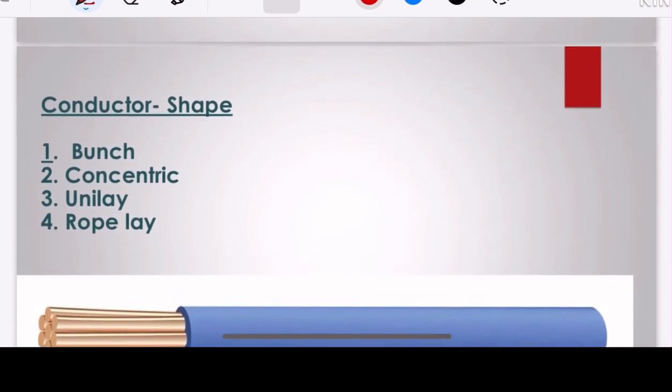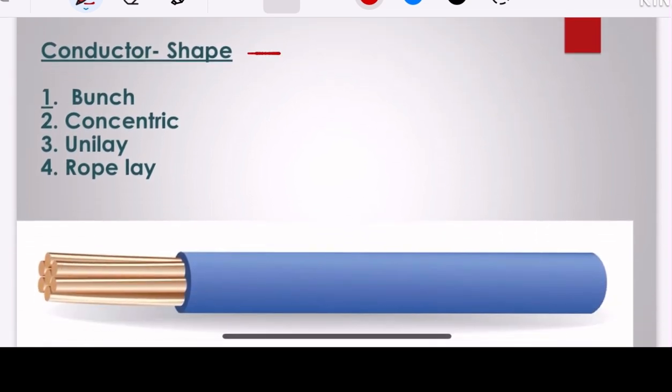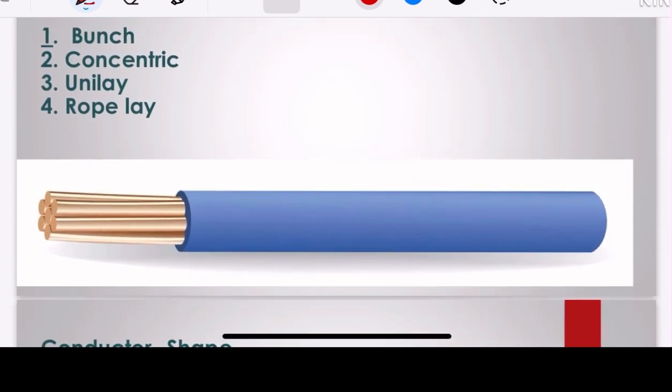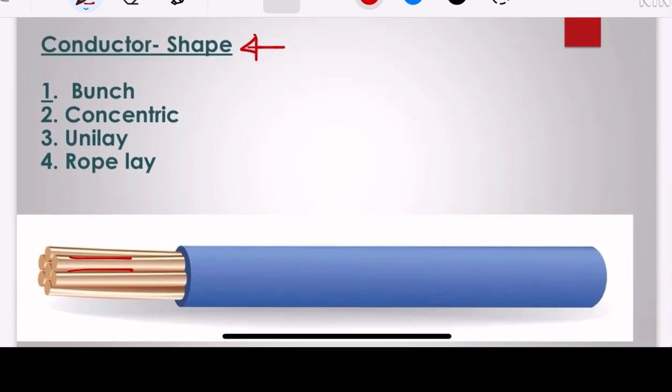Now, depending on the shape of the conductor, there are different types of cable. As you see, when you bunch the strands and insulate it with the insulation, then that arrangement of conductor is called bunch arrangement. In this example, we just bunch the conductor and insulate with the insulating material, then that arrangement of conductor is a bunch arrangement.